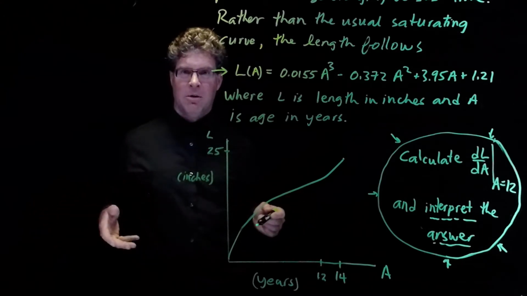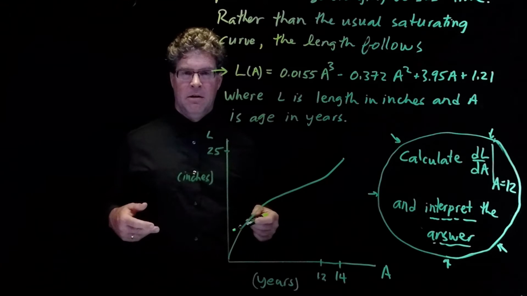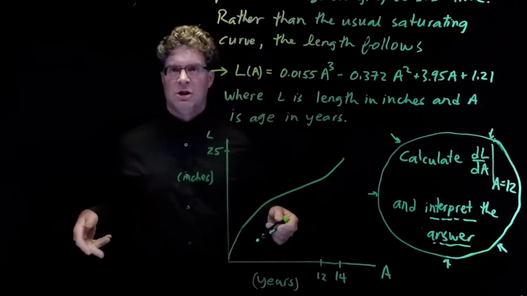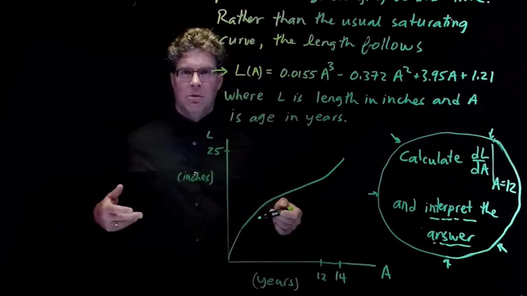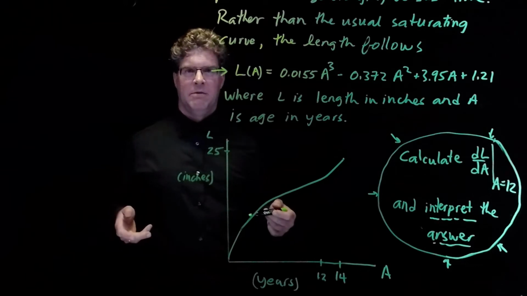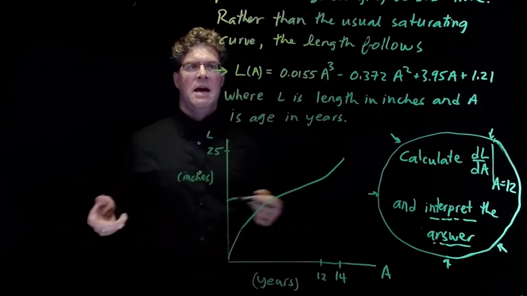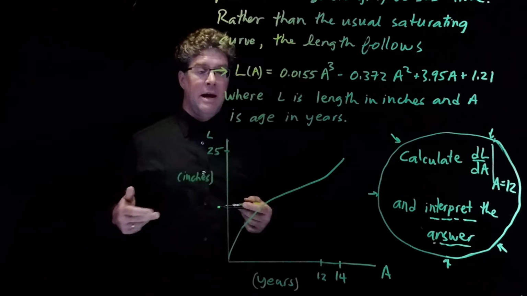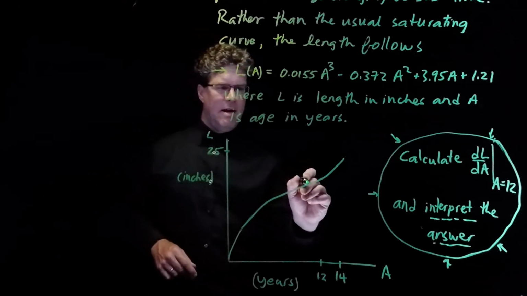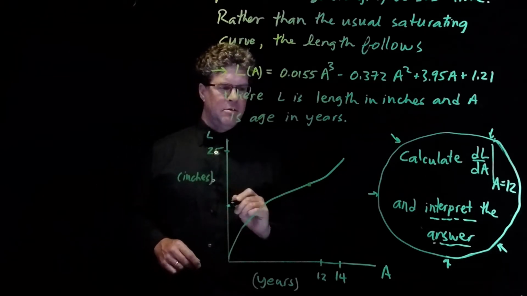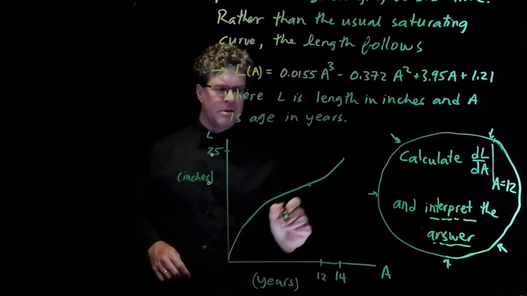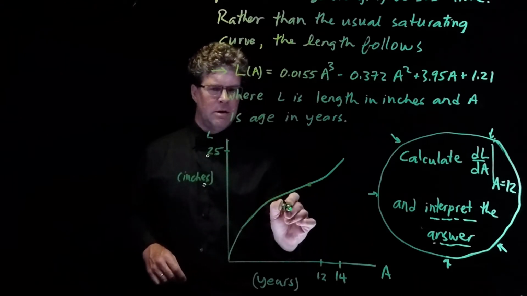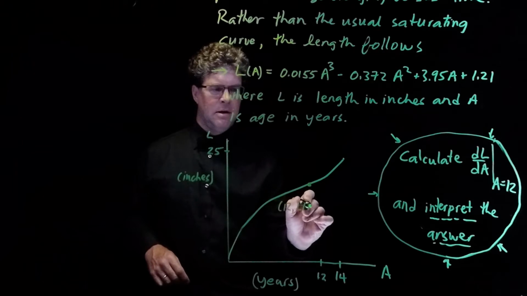So let's think about how to calculate the growth rate of a fish. And so we can calculate the derivative, dL/dA. And we want to calculate that at the age of 12. And so there's a point on this graph here, which is 12, L of 12.